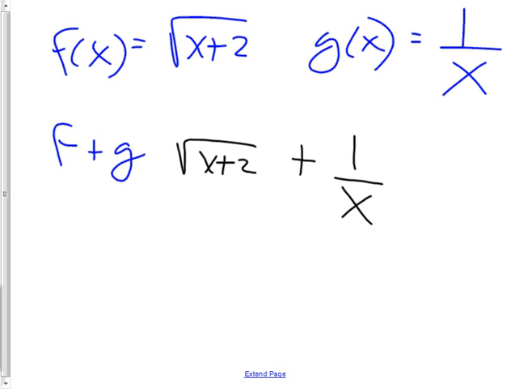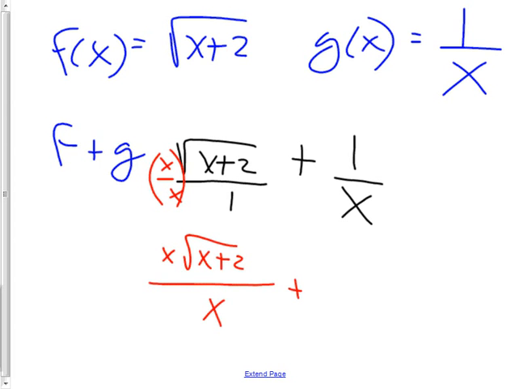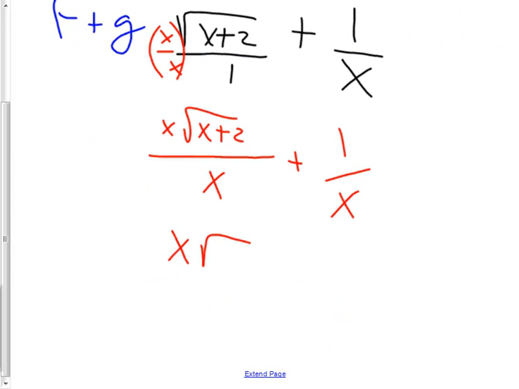Can I add them together right now? No, because they don't have a common denominator, but I could make a common denominator. Multiply by x over x. And then I can add them. And that would become x root x plus 2 over x plus 1 over x. And now they're both over x, and so now I can just add the tops. Final answer is x root x plus 2 plus 1, all over x. That's the two functions being added.